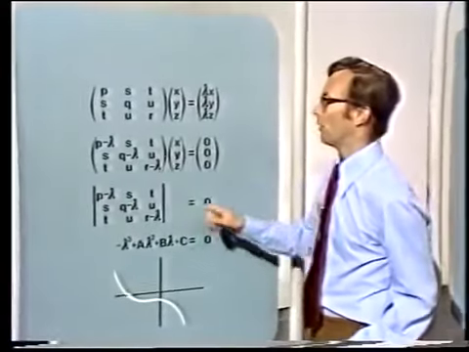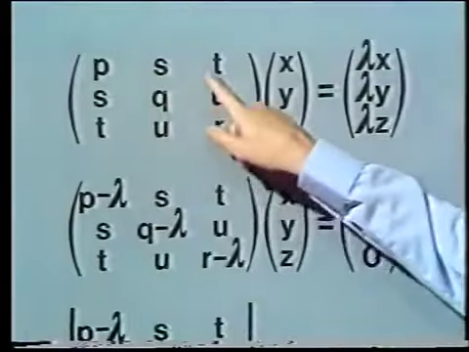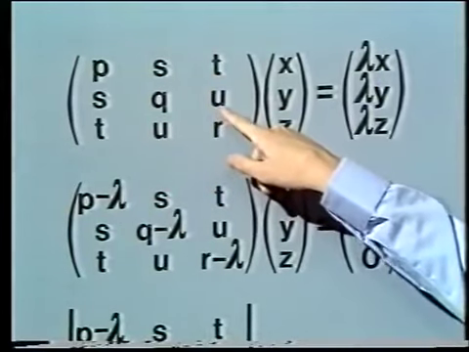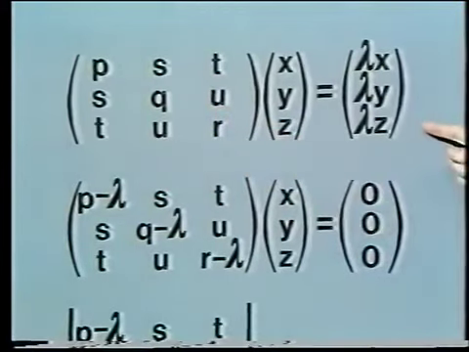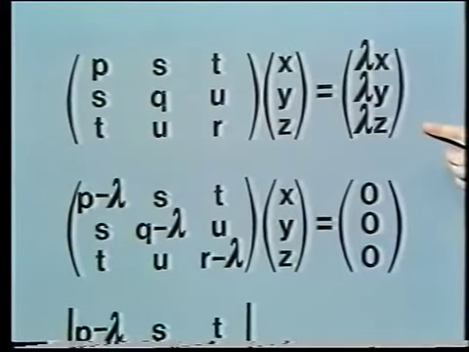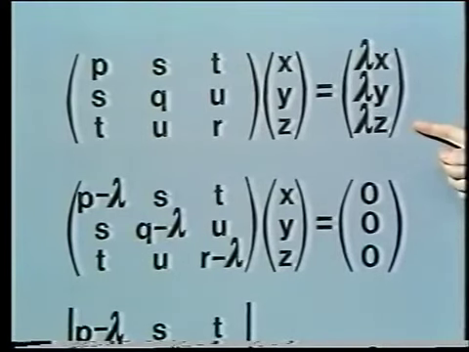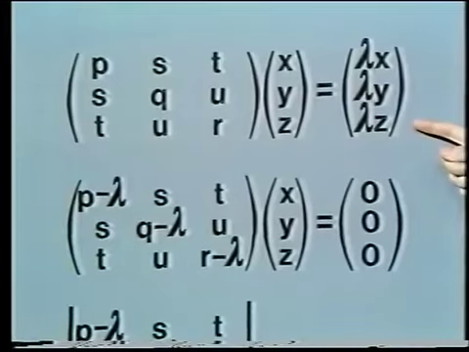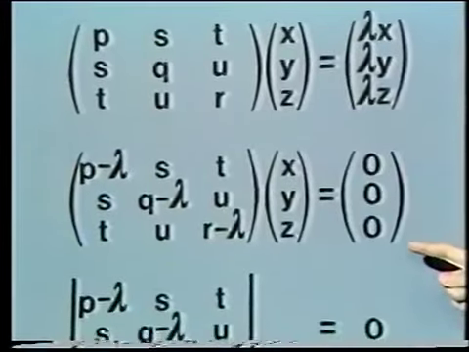Here's a general 3 by 3 symmetric matrix. You can see it's symmetric because these elements are equal in pairs. And we have the eigenvector equation just as before. We want to find the values of lambda. And in fact, what we do is go through exactly the same procedure we've already seen. We won't worry about the details.